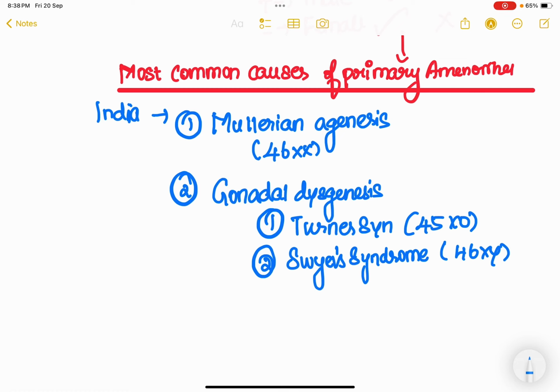The exactly opposite is going to be more common in the world. When we take into consideration the entire country, it is only the Mullerian agenesis followed by the gonadal dysgenesis. When we take into consideration worldwide, the most common cause is going to be gonadal dysgenesis, which is Turner followed by the Swyer syndrome, and the Mullerian agenesis is the second most common cause for primary amenorrhea. Whereas taking into consideration India, the most common cause is Mullerian agenesis, which is 46XX, followed by gonadal dysgenesis.